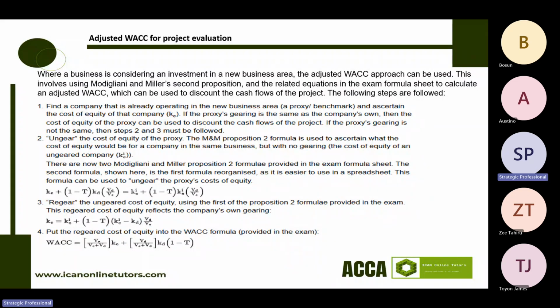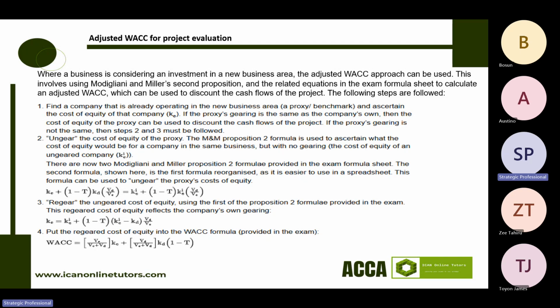First of all, we need to ungear the cost of equity of the proxy. We are going to ungear it, meaning that we're going to strip off the gearing aspect of the cost of equity, which is usually the M&M formula. It's used to ascertain what the cost of equity would be for a company in the same business area. We know the cost of equity of an ungeared company, so we make use of M&M proposition 2 in doing that. Now, there are 2 M&M proposition formulas. Those are provided in the exam sheet. The second formula shown here is the first formula reorganized as easier to understand, easier to use in a spreadsheet. This formula can be used to ungear.